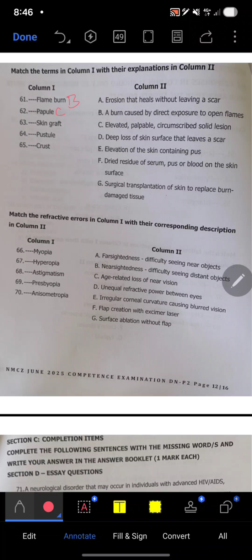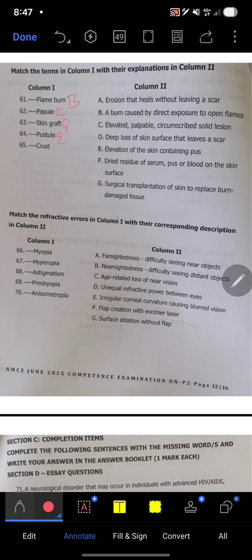63, skin graft. The correct answer is G, which is surgical transplantation of the skin to replace burn damaged tissue. 64 says pustule, and the correct answer is E, which is elevation of the skin containing pus.